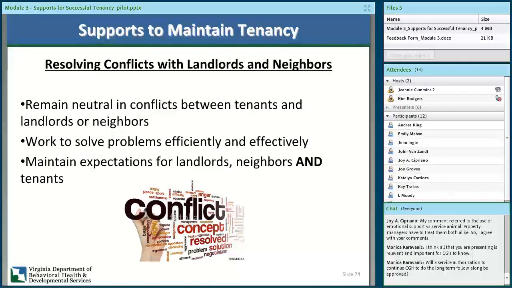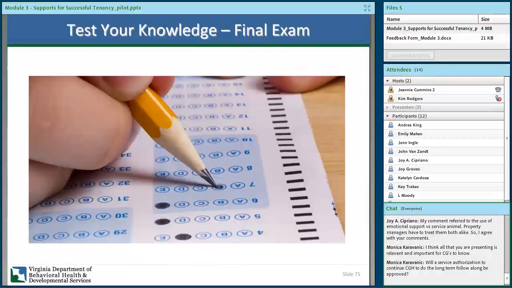Lastly, when it comes to conflicts, community housing guides must remain neutral and work to solve problems with landlords and neighbors efficiently and effectively. It's important to have expectations for landlords, such as routine maintenance, prompt repairs, and courteous service. It's also important to have expectations of neighbors, such as compliance with the lease and property rules. Remember, however, that tenants also have responsibilities. Acknowledge when tenants need to contribute to solving problems and examine services that can be put in place to support tenants.